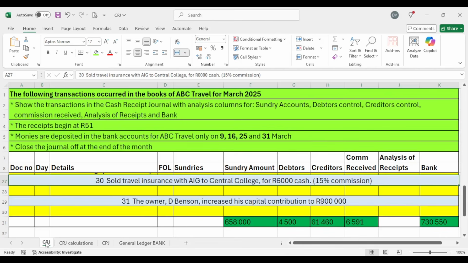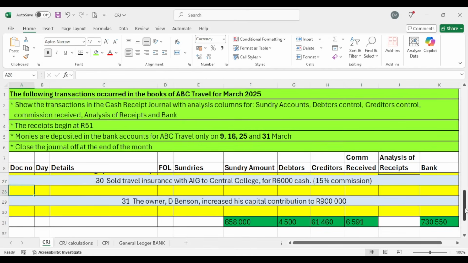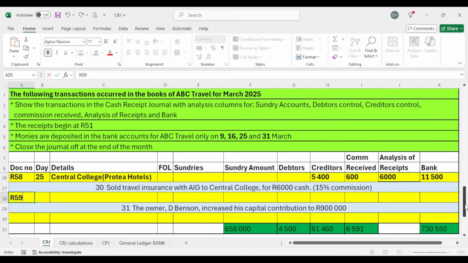Let's put it in our journal. Right, so our receipt number is now at R59. The day is the 30th. We put our full value under analysis of receipt, 6,000 Rand. What was it for? We know that 900 Rand was for the commission that we made, and the balance of 5,100 has to go to the creditor. We show our details so that we can remember and know where did the money come from. It was also from Central College, and we put our creditor AIG in brackets.